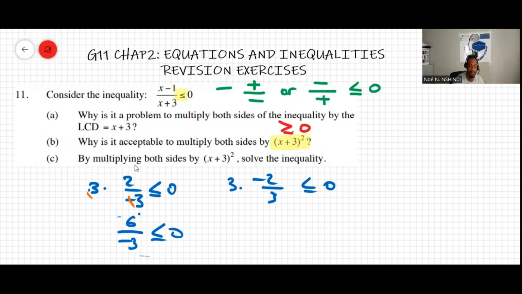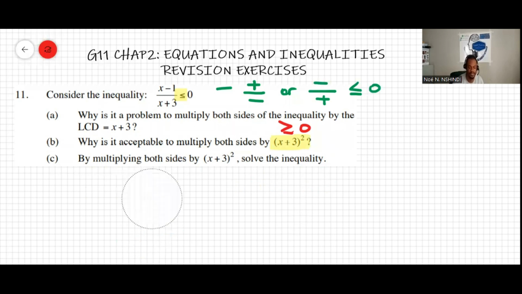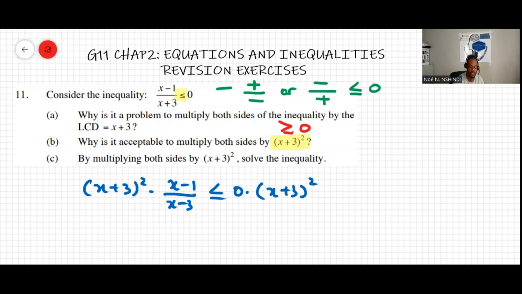Now question C says, by multiplying both sides by that, solve the inequality. Okay, now let's do it. We're going to multiply the inequality, x minus 1 over x plus 3, less than or equal to 0, by x plus 3 squared. So I can simplify this and that, and now I'm left with x plus 3 multiplied by x minus 1, less than or equal to 0.